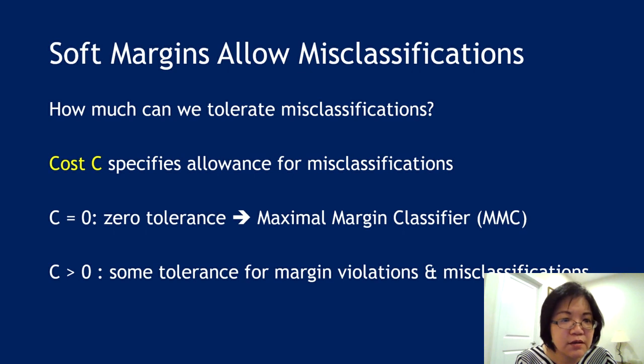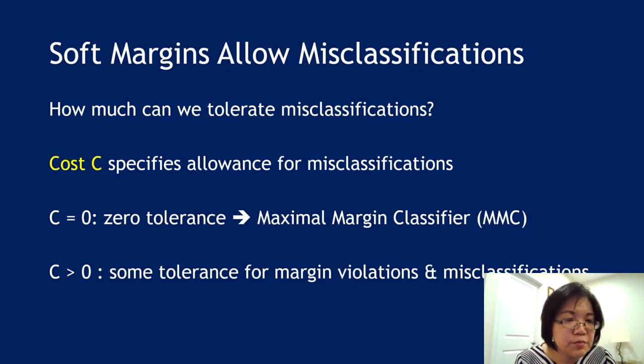These soft margins allow misclassifications. The question is, how much do we allow? How much can we tolerate misclassification? Do we allow a lot, or are we very strict and only allow a handful? In order to determine how much we can tolerate, we can use the tuning parameter C. C stands for cost. This tuning parameter specifies the allowance for misclassifications.